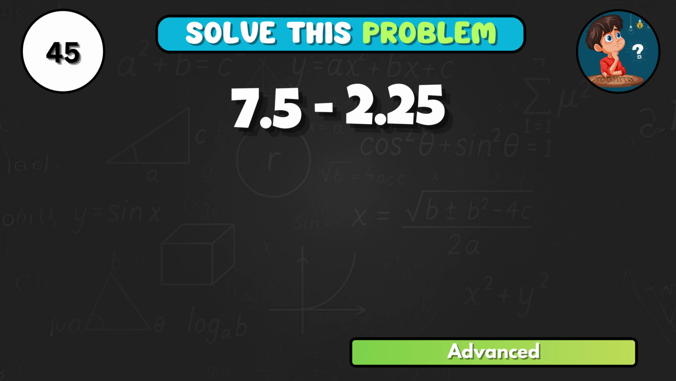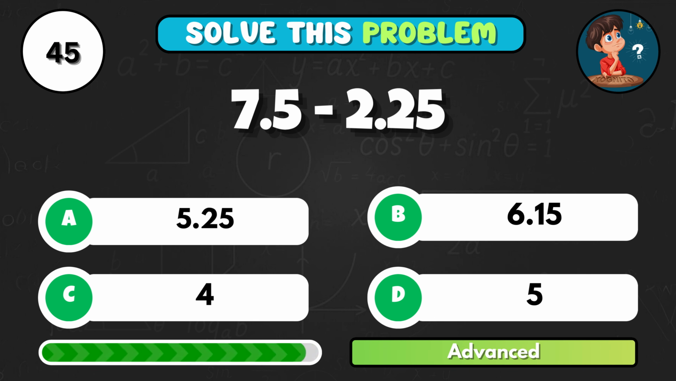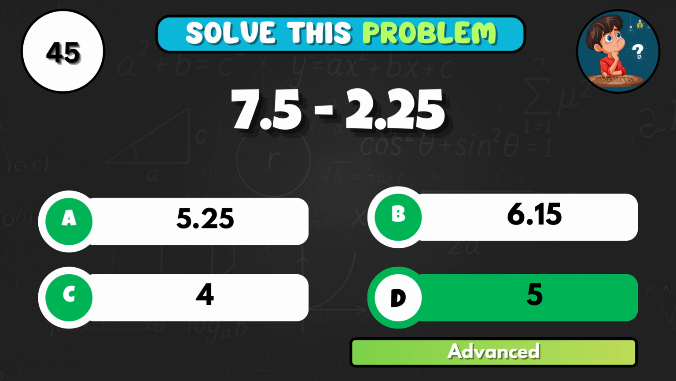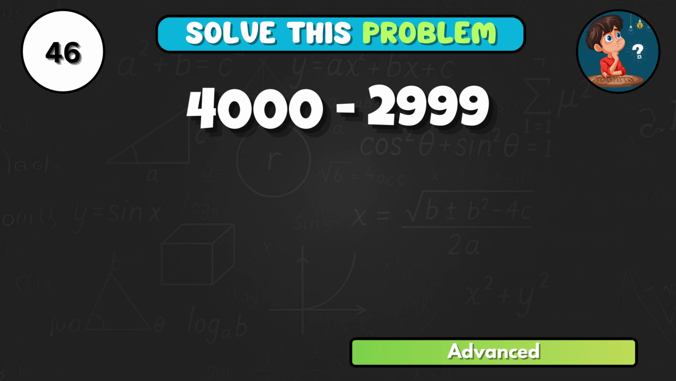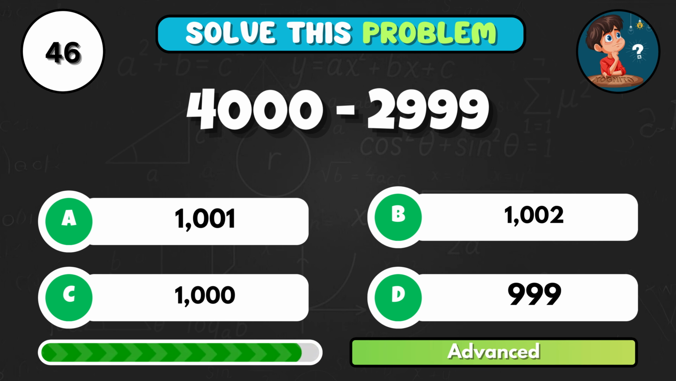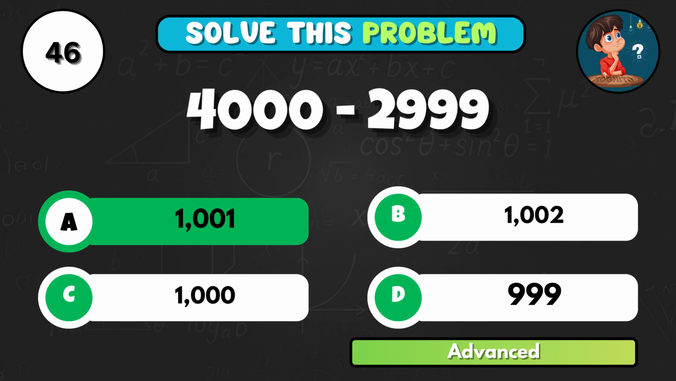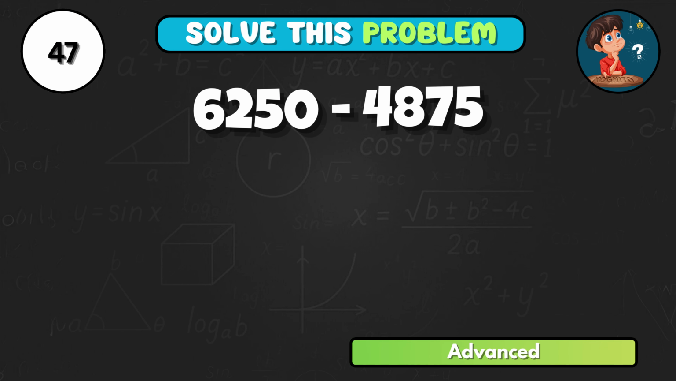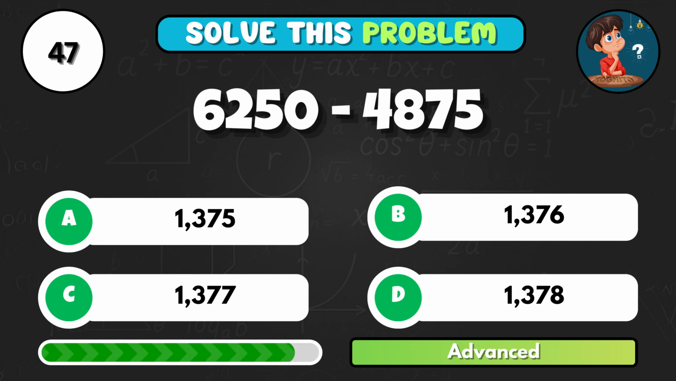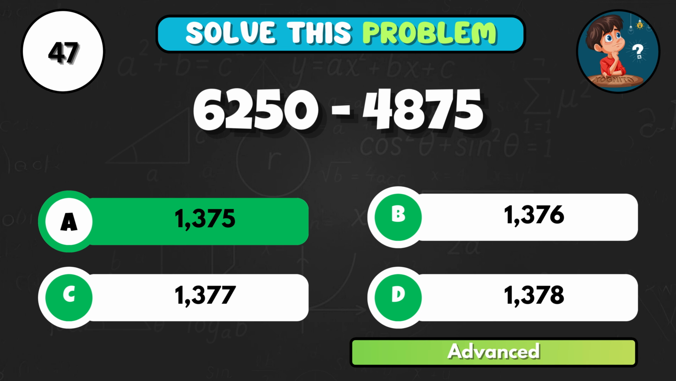What is 7.5 minus 2.25? Option D is correct. The result is 5. Subtract 2,999 from 4,000. Option A is right. That equals 1,001. What is 6,250 minus 4,875? Answer is A. The result is 1,375.